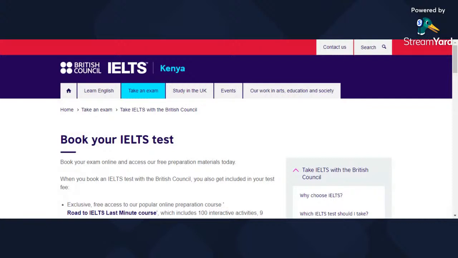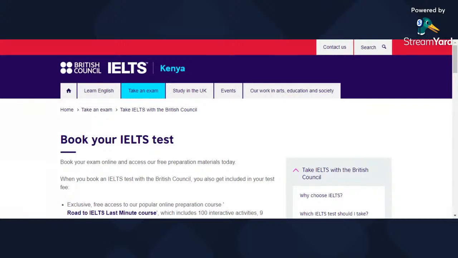Familiarizing yourself with the test format will help you understand what is expected of you and how you can maximize your score. For example, in the reading part, you'll be asked to read and answer questions about 3 or 4 texts of increasing difficulty. The difficulty keeps on increasing. In the writing part, you'll also be asked to write 2 essays on different topics, one of which will be based on a graph, table, chart, or diagram.